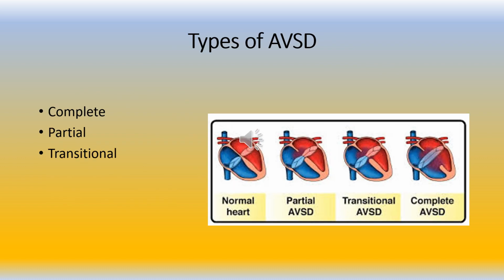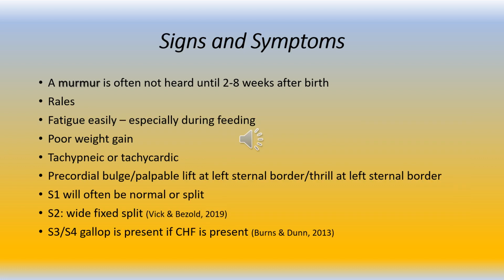And then just like our other defects, there are subsets to atrioventricular septal defects. So you can have a complete, a partial, or transitional. And then I included a graphic on the right side just to give you kind of a visual of what those might look like. So most of these patients will be asymptomatic because the defect will be small enough.